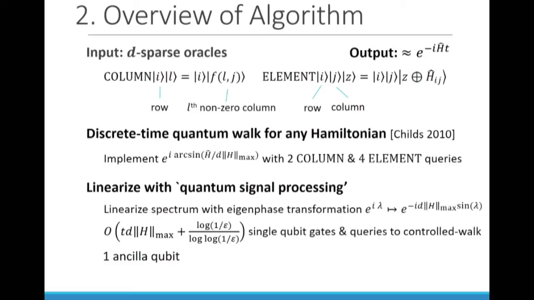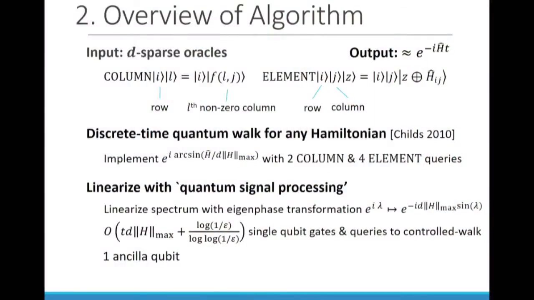The goal of this is to output the time evolution operator, and our algorithm works by first implementing the discrete-time quantum walk for any Hamiltonian invented by Childs. So this quantum walk is very nice because using just a constant number of queries to these oracles, it implements exact time evolution, but with a Hamiltonian that has a modified spectrum from the desired Hamiltonian. The difference is by a function arcsine, so we want to linearize this. We do so using our quantum signal processing techniques, where we find a physical system that very naturally solves the problem of eigenphase transformations. And so if we were to implement an eigenphase transformation by a sinusoid, composing arcsine with sine results in identity, and so this linearizes the time evolution operator and gives us our desired simulation algorithm.